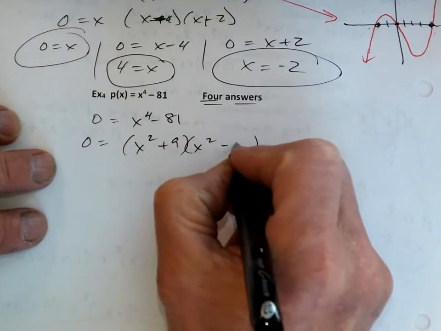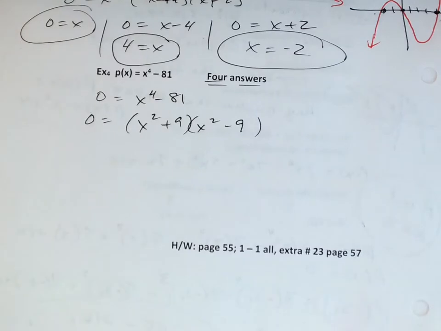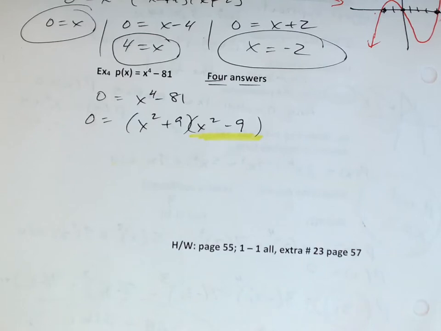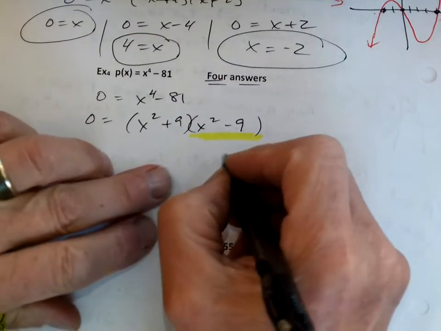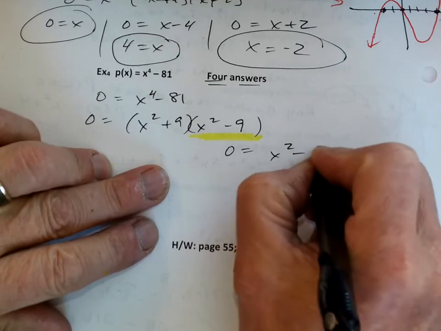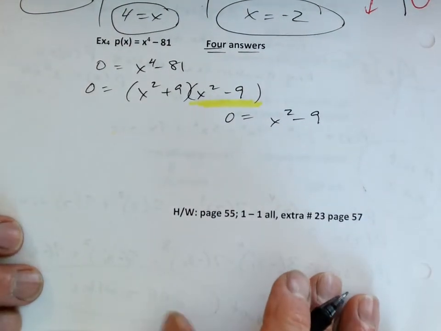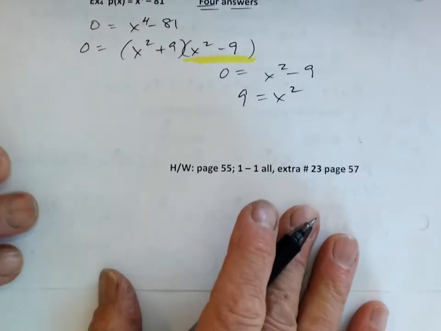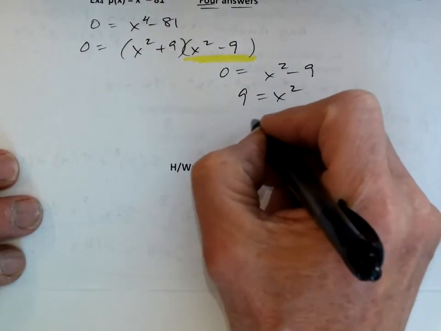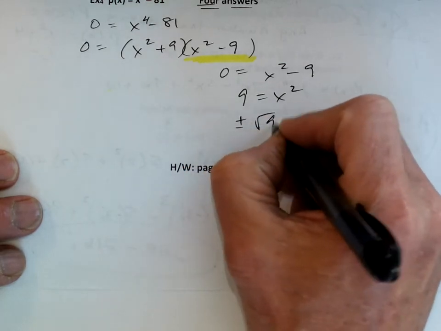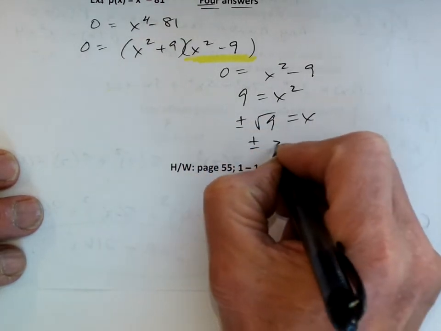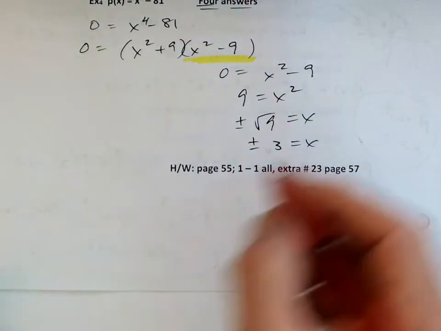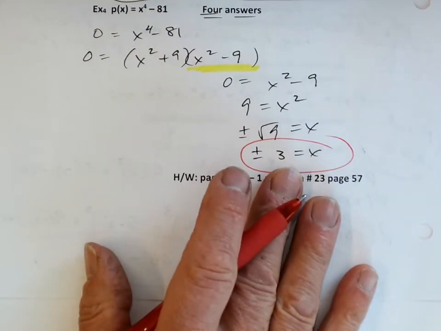x squared plus 9, x squared minus 9, okay? So Cameron, this part right here is going to give you your answers. Okay, and I'll show you how. That's going to be 0 equals x squared minus 9, right? Plus 9, plus 9. Here's what you said. You said square root, right? So square root of 9, plus or minus square root of 9. So plus or minus 3. So I've got 2 answers. Good job, Cameron. There's 2, right? Everybody see that? However, there's 2 more.